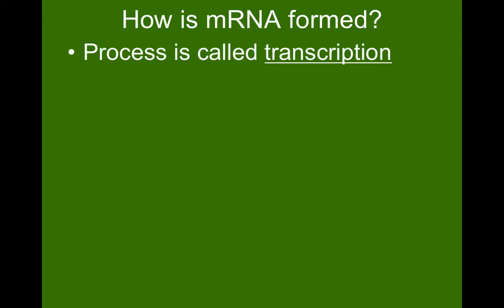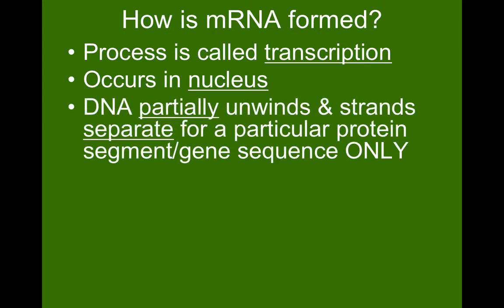It is called transcription. Transcription occurs in the nucleus, and it's going to involve the creation of the messenger RNA using our DNA as a template. So what happens is the DNA partially unwinds and the strands separate, which is exactly what happened with replication. It's just we're not going to copy both sides at this time. What we're going to do is create a copy of one side, and we're only going to do the specific part of the DNA that codes for a particular protein.